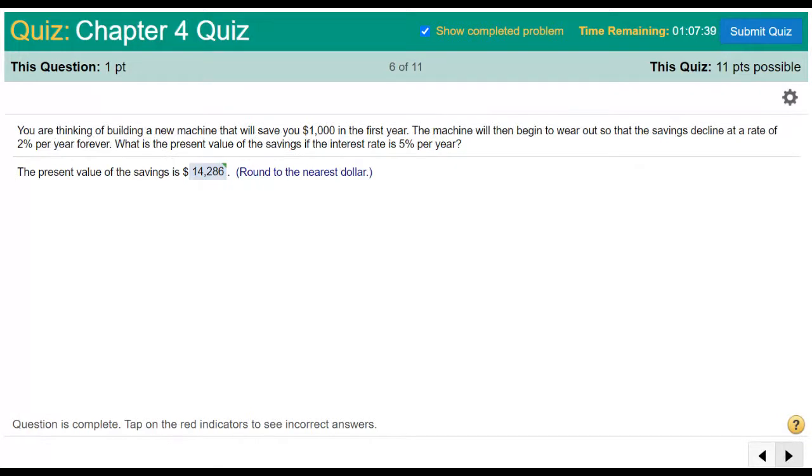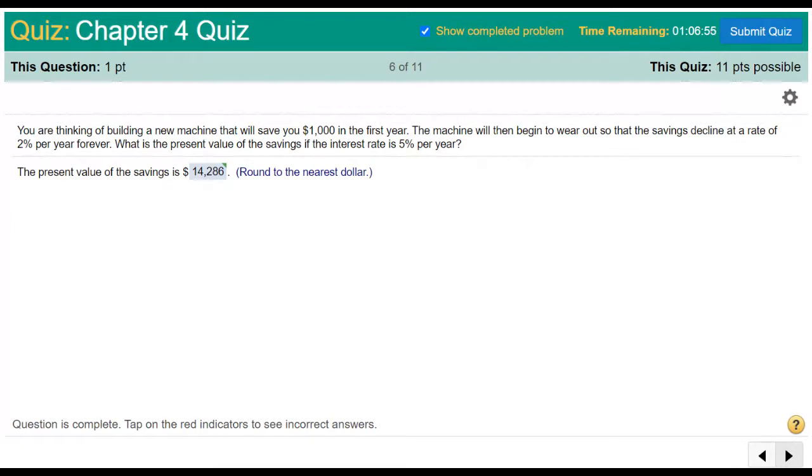Okay. This one is a very tricky question, but I was very surprised that quite a few people got this right. Quite a few people got this right, right? This is a perpetuity formula. However, it's rate minus growth. If the growth is declining, that means it's a double negative, then you add it.